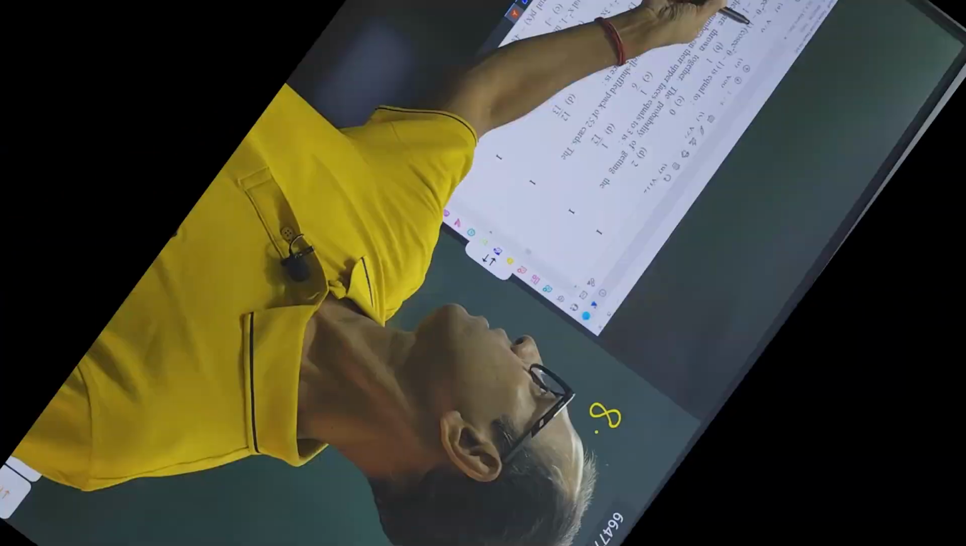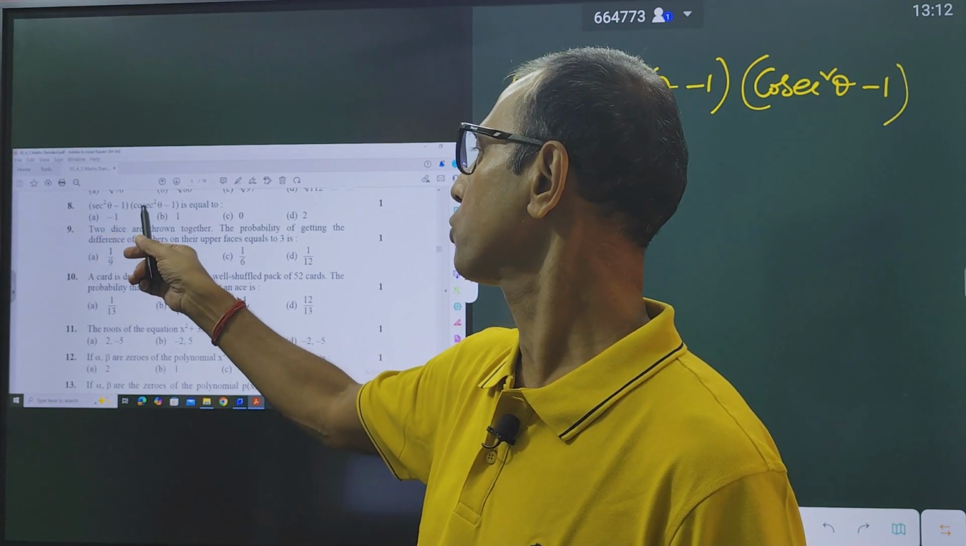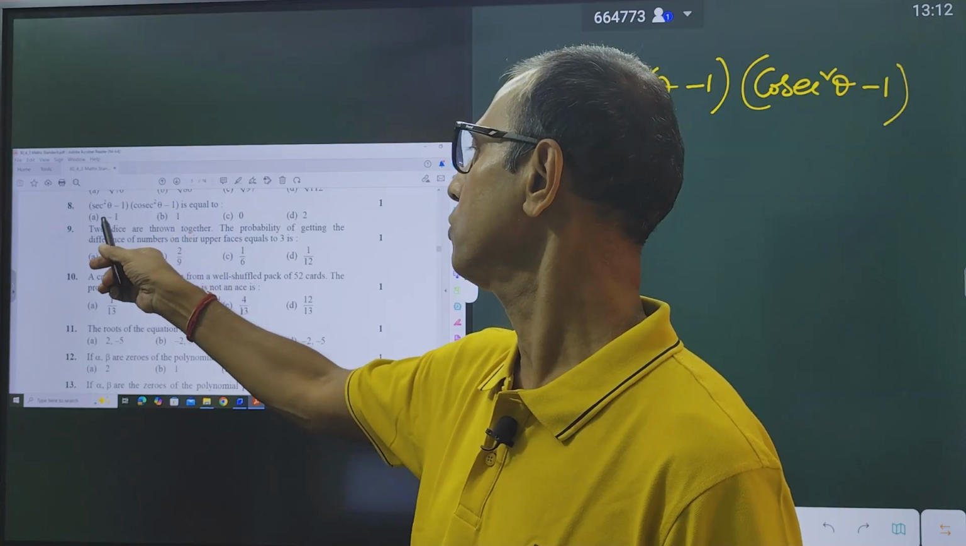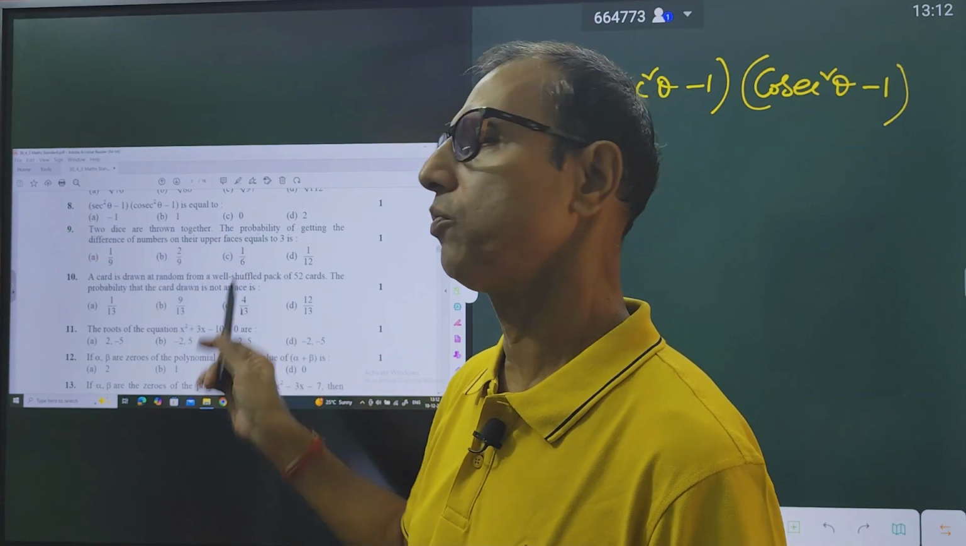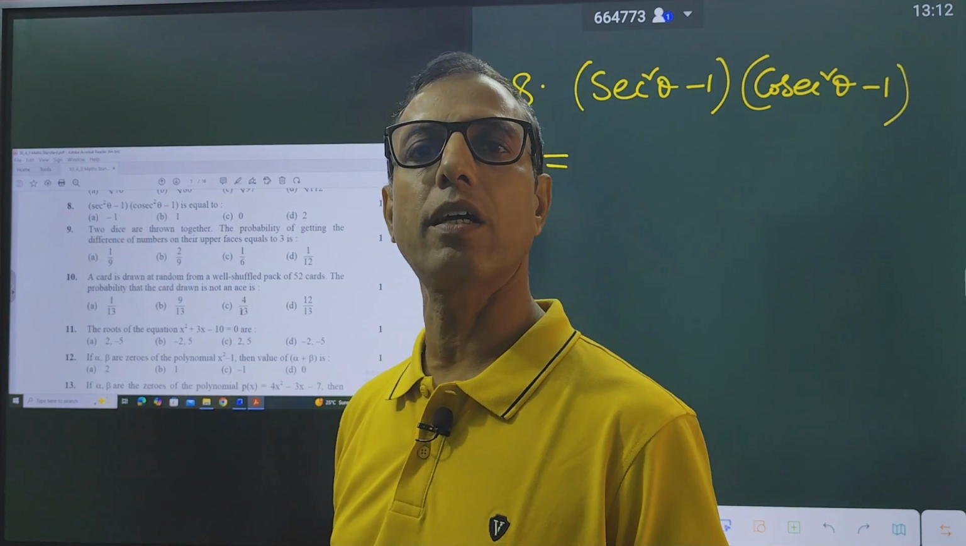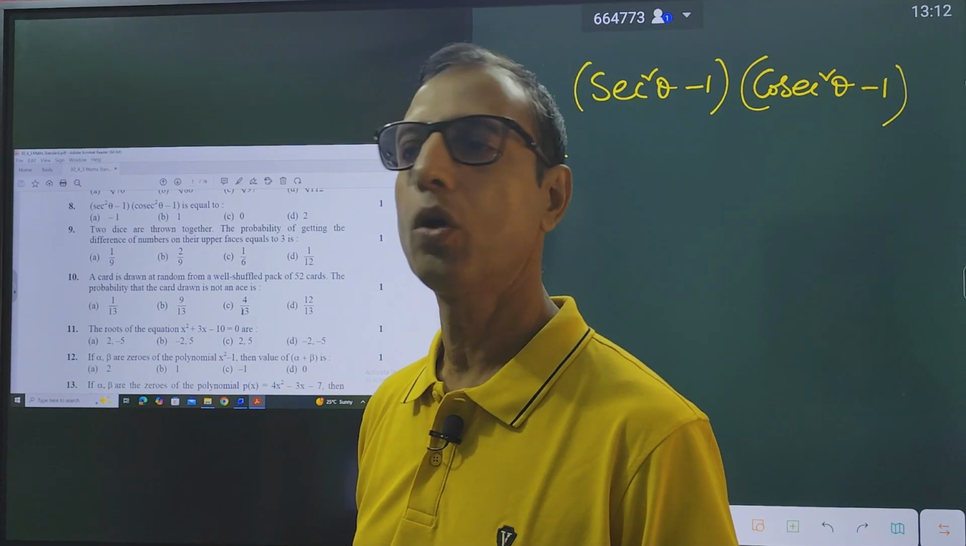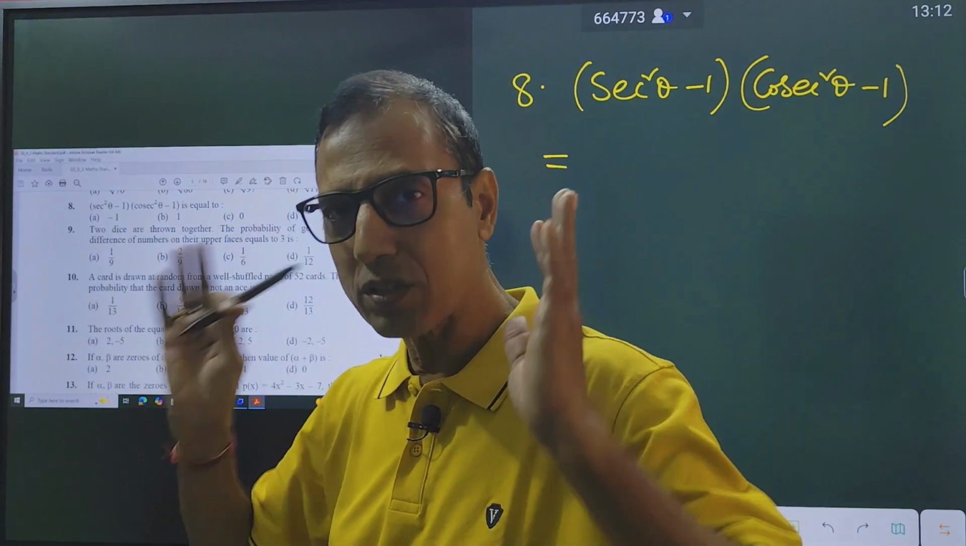Okay. Another MCQ, question number 8. Sec square theta minus 1 into cosec square theta minus 1 is equal to, find out the answer from A, B, C, D. Which one is true? Right? So will you convert this sec and cosec into 1 by cos and 1 by sin? No. Straight away, just always remember the formula.